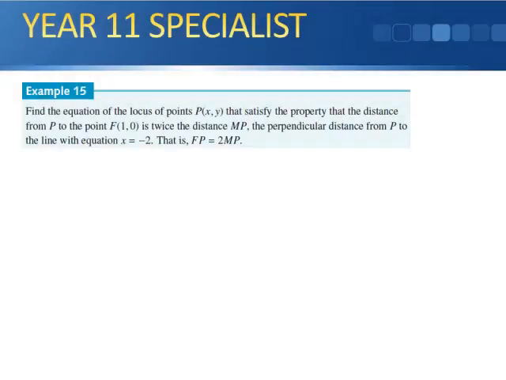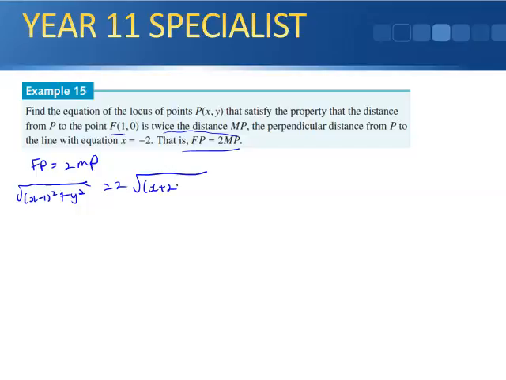15. Find the equation of the locus of the points P, x, y, that satisfies the property that the distance from P to the point is twice the distance from P to the line. In other words, this. So FP equals 2 MP. Okay, so the distance from F to P is the square root of x minus 1 squared plus y squared equals twice the distance from M to P, which is x plus 2 all squared. Okay, I'm just going to square them.